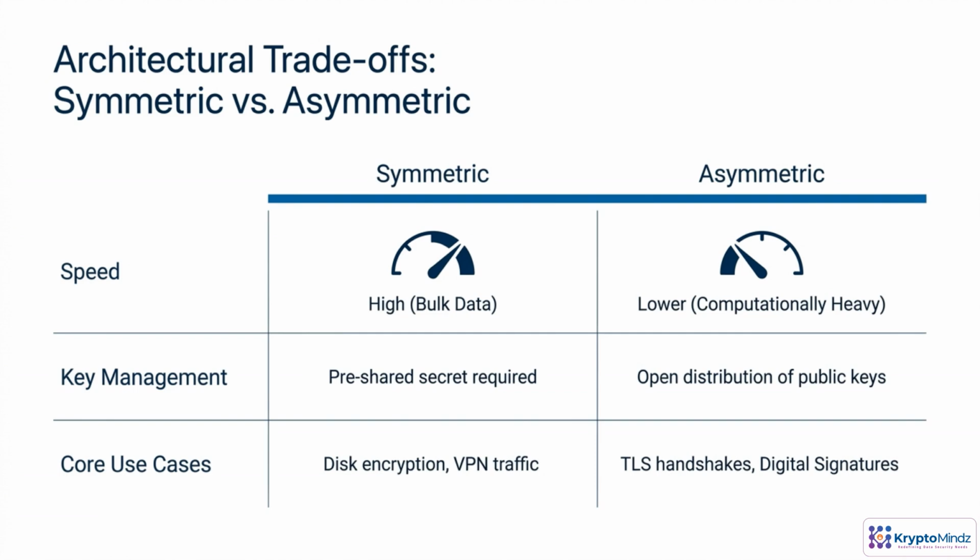Symmetric and asymmetric crypto solve different problems and are usually used together. Symmetric algorithms are extremely fast, so we use them for bulk data like disk or VPN encryption. But both sides must already share the same secret key, which creates a deployment headache. Asymmetric crypto is slower and more CPU intensive, but it lets you publish a public key widely and keep a private key protected. That makes it ideal for TLS handshakes, certificate-based identity, and digital signatures.